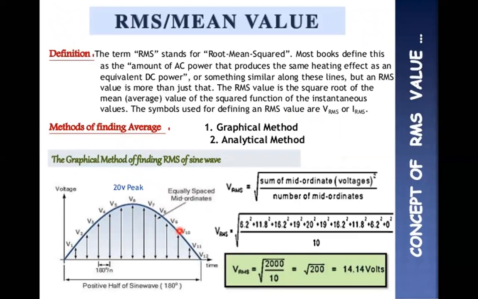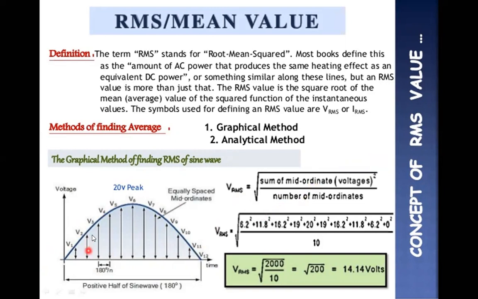Similarly, to find the RMS: RMS is the square root of the mean value of the squared function of the instantaneous value, and the symbol for this is VRMS or IRMS. We can have a graphical and an analytical method. See again here, these are equally spaced mid ordinates. V peak is 20 volts, this is 180 degrees, and we have taken one positive half sine wave. So VRMS is equal to the sum of the squares of the mid ordinates of voltages divided by the number of mid ordinates.